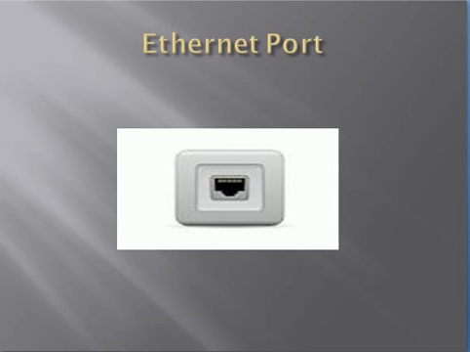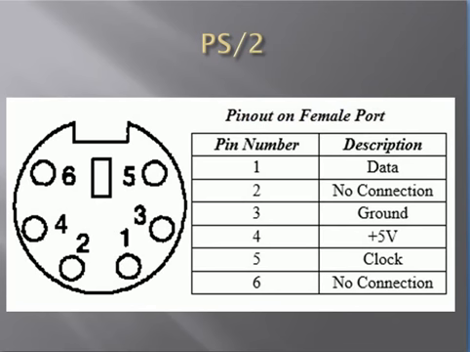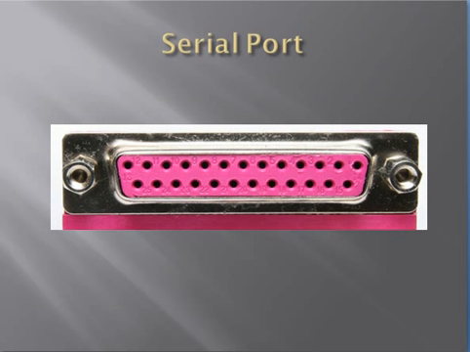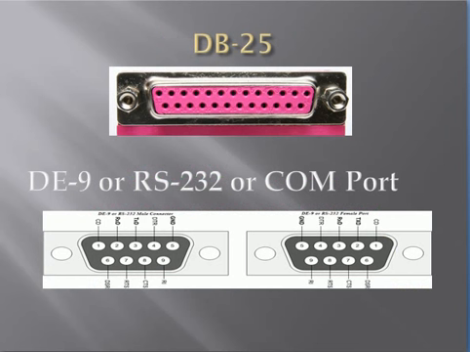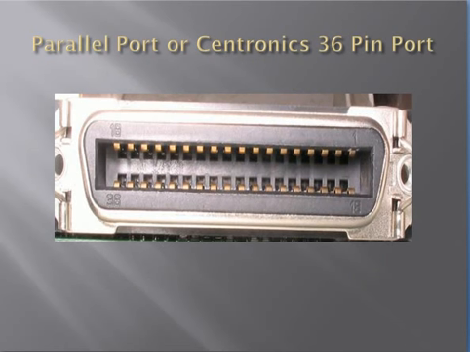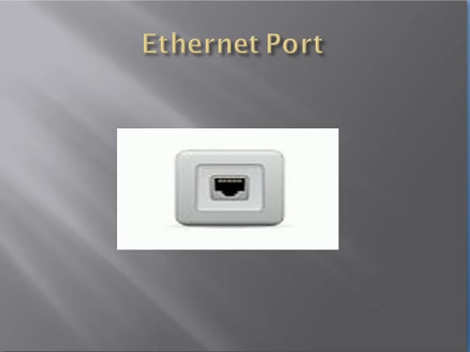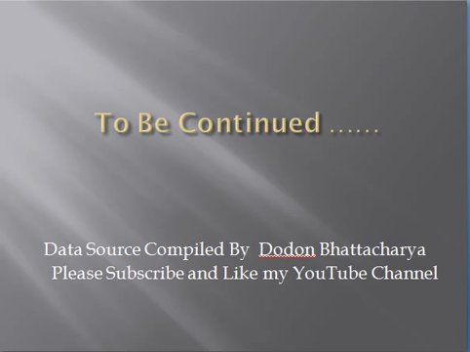In this class we learned about 4 ports. Number 1, PS2. Number 2, serial port, which has 2 types: DB25, and DE9 or RS-232. Number 3, parallel port or 36-pin port. And number 4, Ethernet port. The other port details we will continue in our class 2.